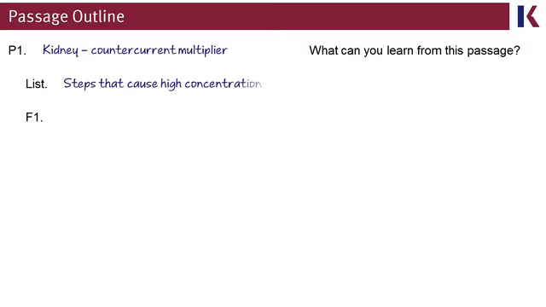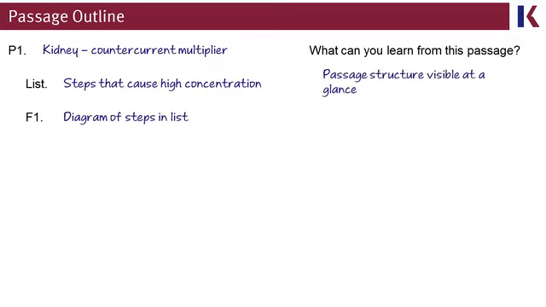We get a list of the steps that bring about the high concentration through the countercurrent multiplier, and then we had a figure that traced those steps. The major takeaways though, the MCAT expertise you can build from this passage, are the takeaways about your passage structure here. As much as the content was complicated, you could tell what this passage was about just by taking a glance at it, just by doing the scan step of the passage strategy. There was a list and a diagram that followed that list.